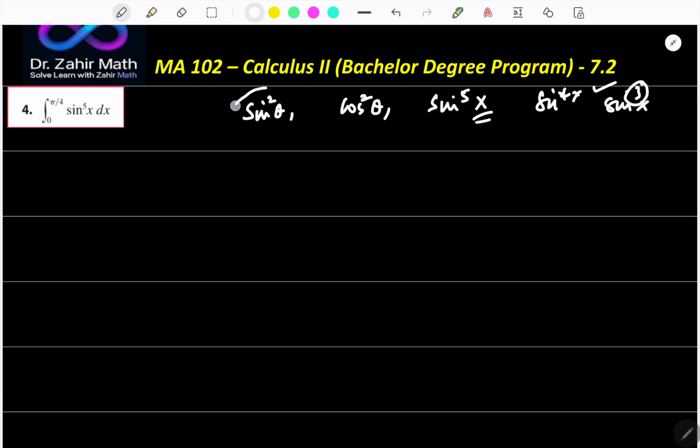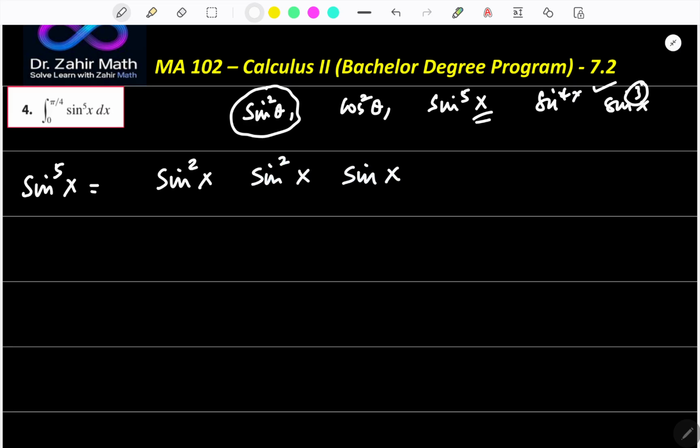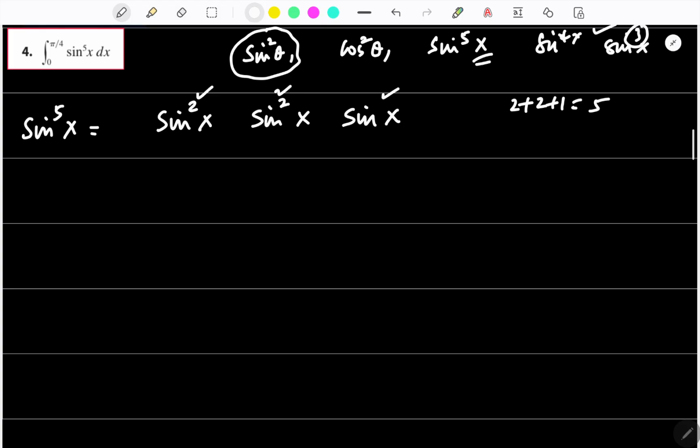So we need to do some adjustment. What is that? Since I have sine square, I will try to write everything in sine square power. So what I'm going to write is sine power 5x as sine square, and then sine x. Is it okay, all of you? Right. So sine square is what? Sine power 4. And the remaining is 2 plus 1, which is equal to 5. So in this way, try to manage this one.